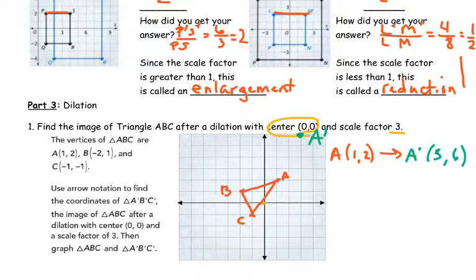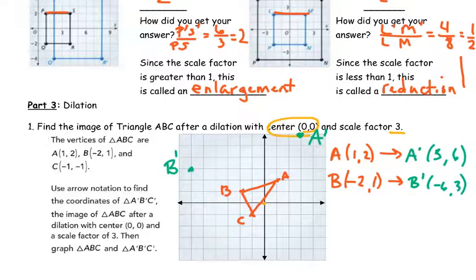Alright, so to find B prime, the coordinates of B were (-2, 1). So what we're going to do is, since it's a scale factor of 3, I'm going to multiply both of those by 3, and I end up with B prime at (-6, 3). So I plot (-6, 3). And that's my B prime.